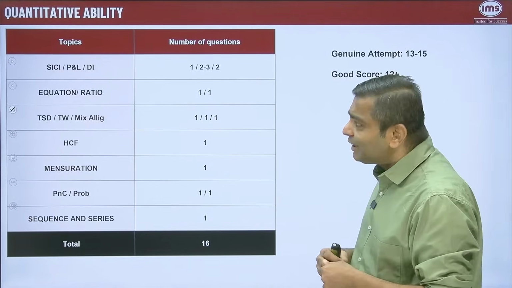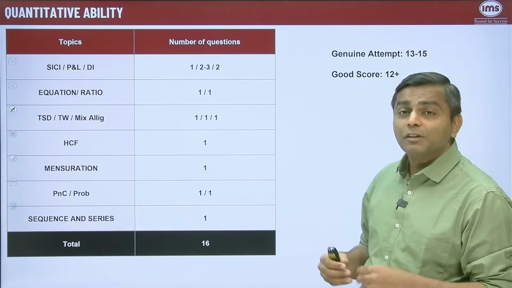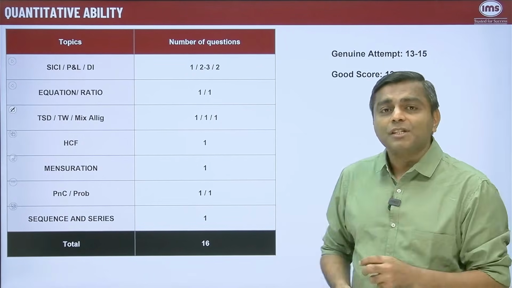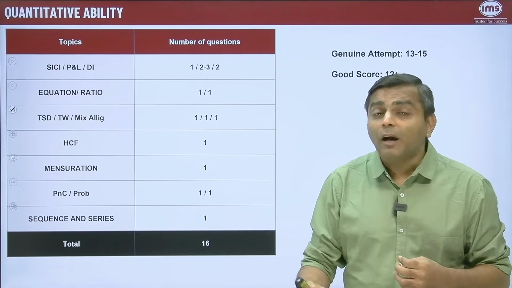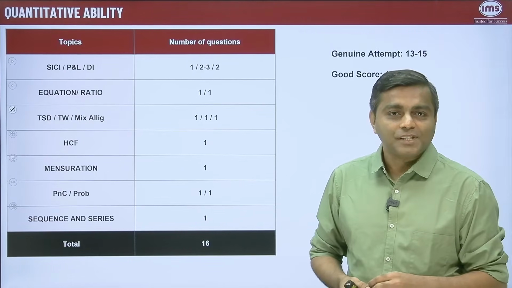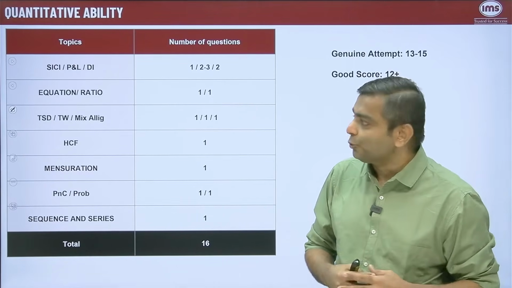Okay, getting into quant, when we spoke to the students, we understood there was one question from SICI, 2 to 3 questions from profit and loss, 2 questions from the DI. There were tables, no particular bar graph or pie chart was given. It was a simple table and 2 questions from DI. Again, that was doable, not very calculative also.